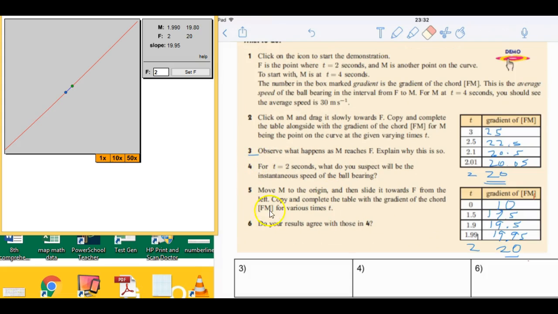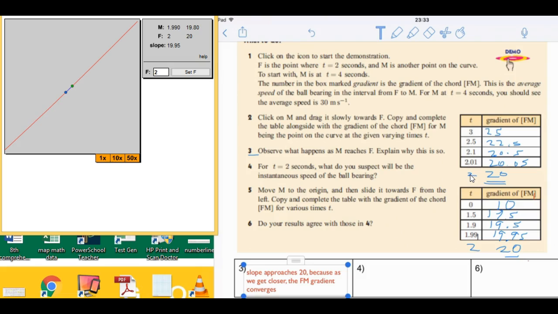Let's go back and answer these questions 3, 4, and 6, because I forgot to do that. Observe what happens as M reaches F. For the first one, we saw that the slope was approaching, oh my god, what terrible writing. The slope approaches 20 because as we get closer, the FM gradient converges. It's like the differences are smaller and smaller.